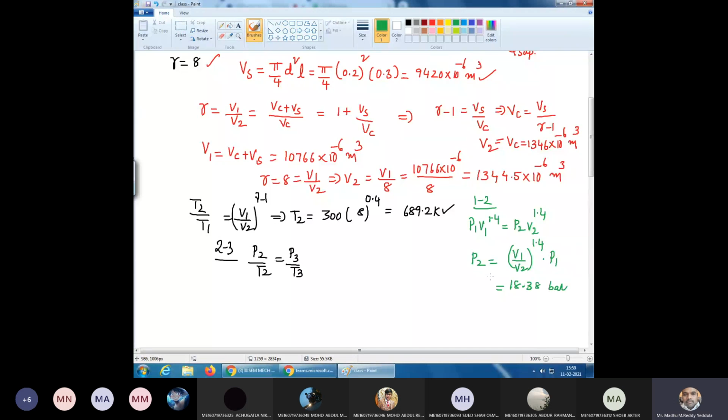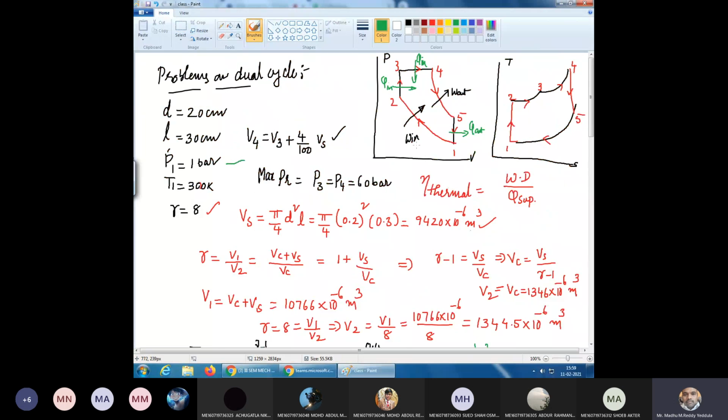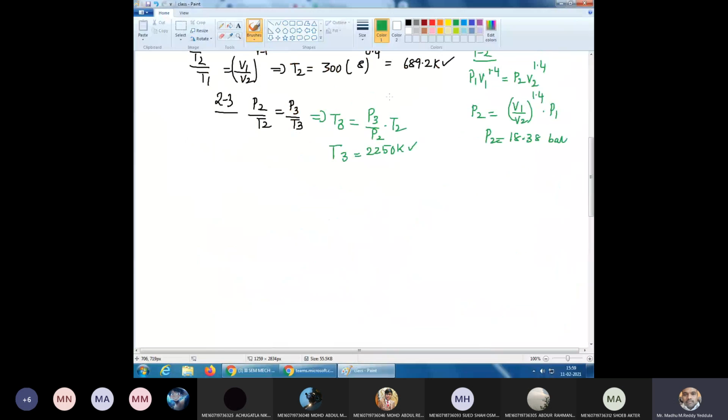Okay, so therefore P2 is known, P3 is known, T2 is known. Therefore T3 I can write as P3 by P2 into T2. So P3 is given, P2 we have, T2 value we calculated. So therefore T3 you will get as 2250 Kelvin. T3 value we know. Next, T4 is also required, because if I want to calculate heat supplied at constant pressure, Cp into T4 minus T3. So I want to calculate T4 also.